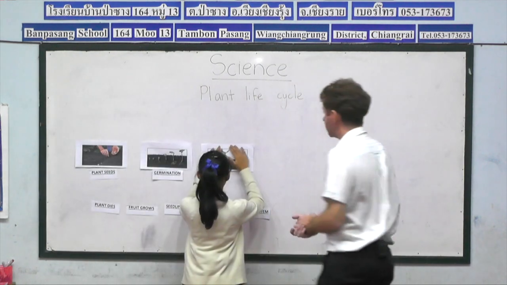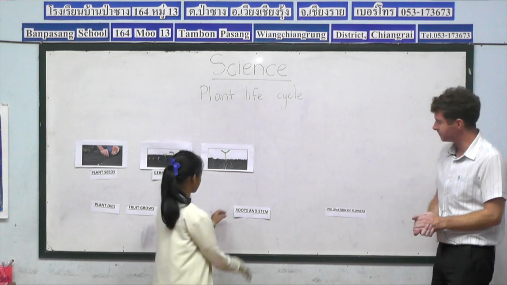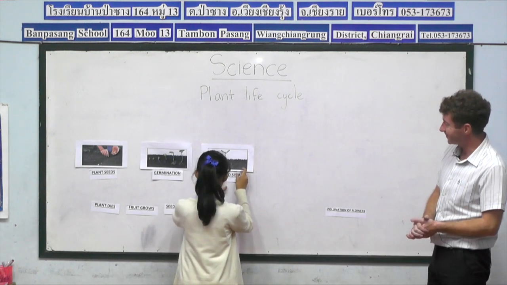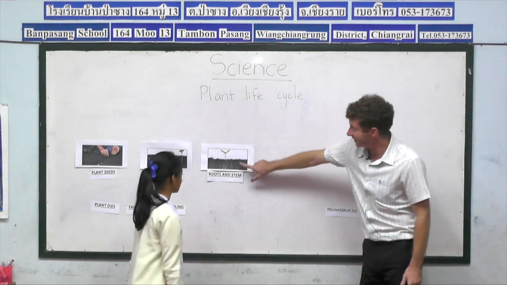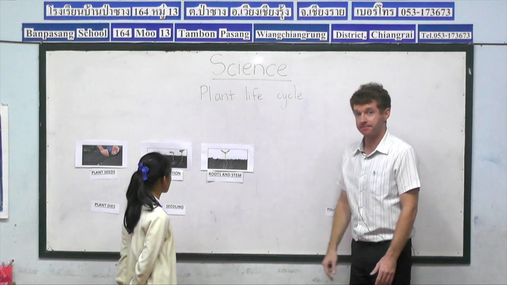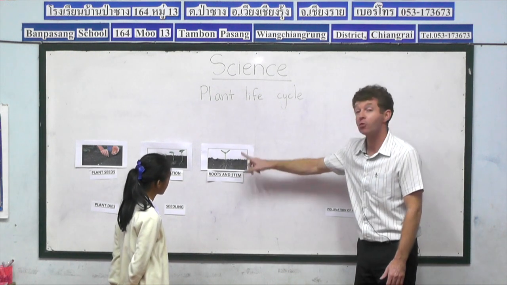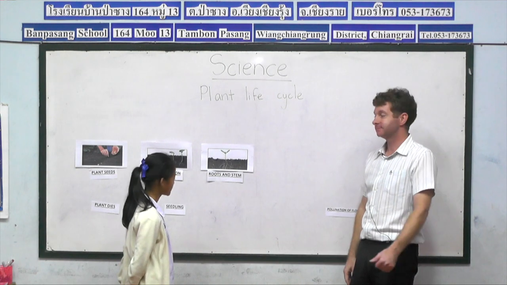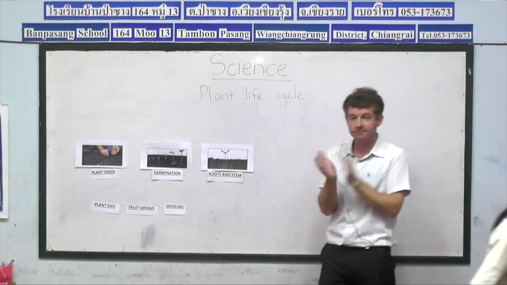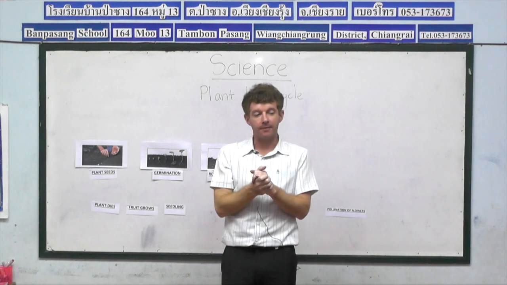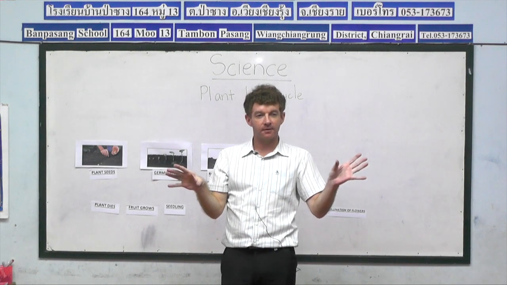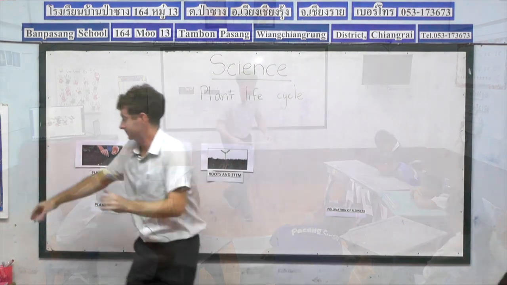Perfect. And now we're looking for roots and stem. Perfect, it's nearly there already. Excellent, well done, Dan. So you can see stage three, roots and stem. One more time, roots and stem. Dan, that was brilliant. High five and a big round of applause for Dan. Okay, so after stage three, what stage comes next? Stage four. Okay.